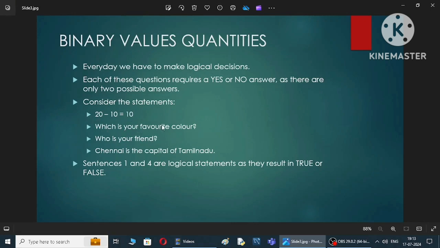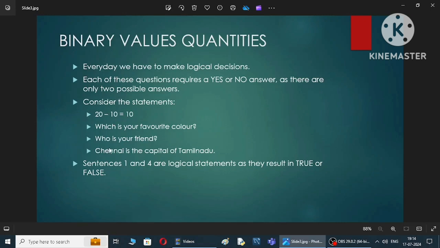Which is your favorite color? Now this kind of statement will not result in a true or a false because you will have some answer but not a true or a false, right? Who is your friend is a different kind of statement which will not result in true or false. But look at statement 4. Chennai is the capital of Tamil Nadu. This is true, so you will say true as the answer. Suppose something else is given here, you will give false or you will say no.